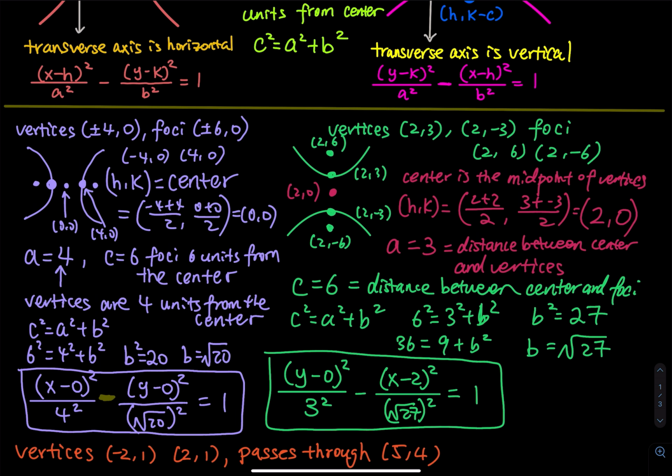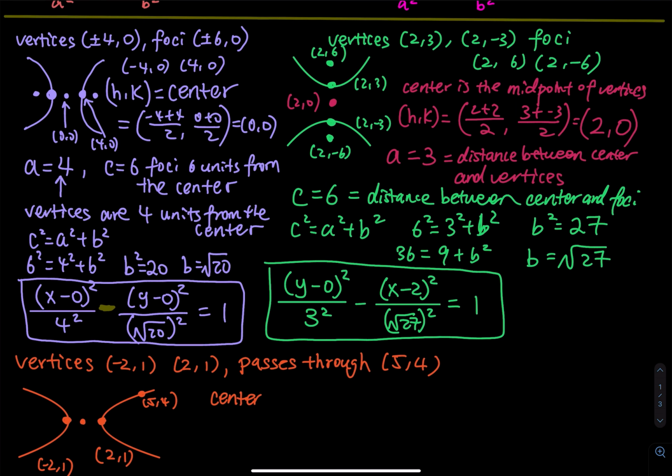Okay, let's move on to the last problem. The last problem is a little bit more difficult. I gave you the two vertices. As always, you just plot them on an xy plane, and this time you have -2 and 2. Y is always equal to 1.